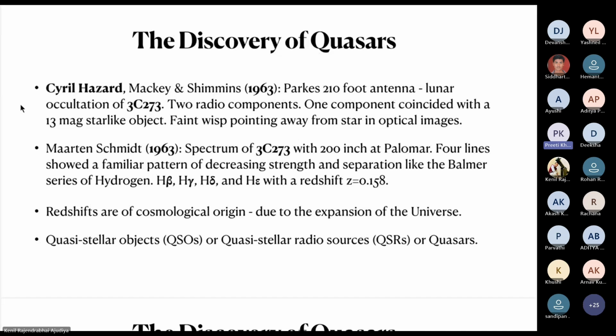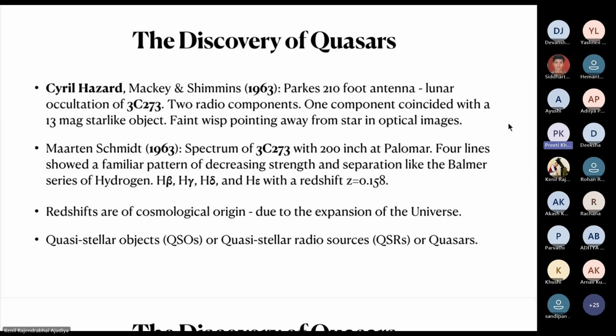I wanted to highlight Cyril Hazard's name, because he passed away just 9 days ago. What these astronomers were doing was very exciting. Their radio telescopes didn't have high enough resolution, because they were just using a single dish. But because of this technique of lunar occultation, they were able to get sub-arcsecond scale images of the radio sky. That's because you use the edge of the moon, which acts like a diffraction edge, so it's like a single slit experiment.